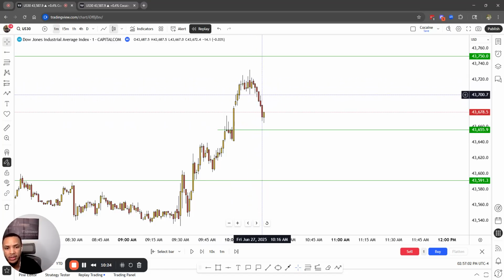Why? Because we're at resistance. This candle to me gave it away. However, just because I think I'm going to get stopped out, it doesn't mean price is confirming to me I'm going to get stopped out. Because of that, that's the reason why I did not close that trade.